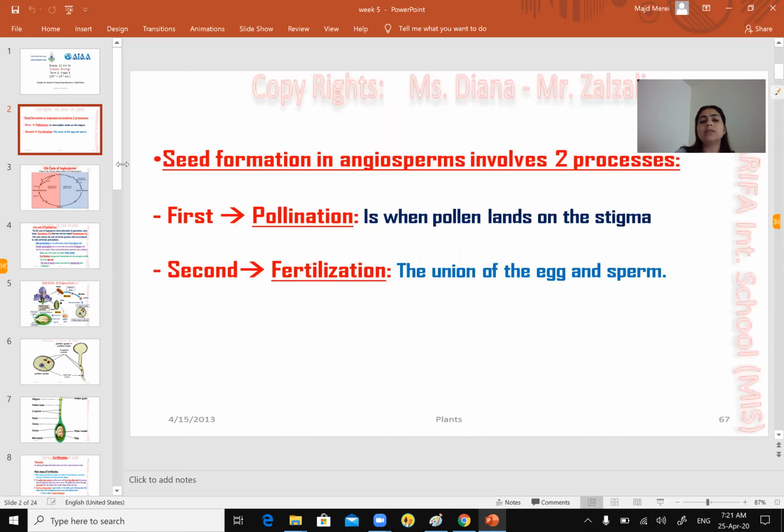Last week, you learned that during seed formation in angiosperms, there are two processes. The first one is pollination, when pollen lands on the stigma, and we discussed this point in detail last week. The second one, which we will discuss today, is fertilization in general, the union of the egg and the sperm. And as I told you, in angiosperms, it has a unique feature. So the fertilization here is known as double fertilization.